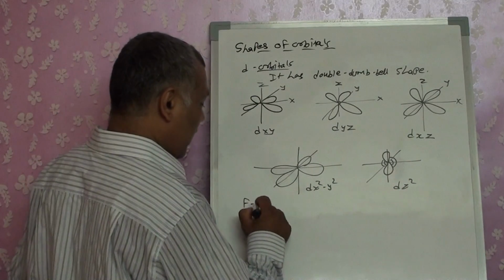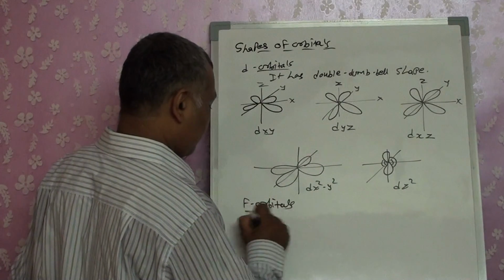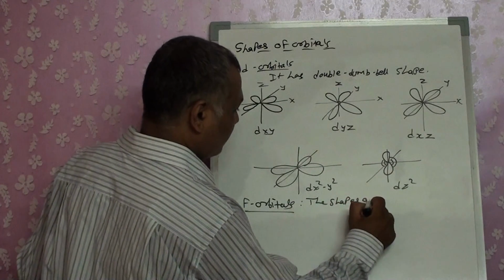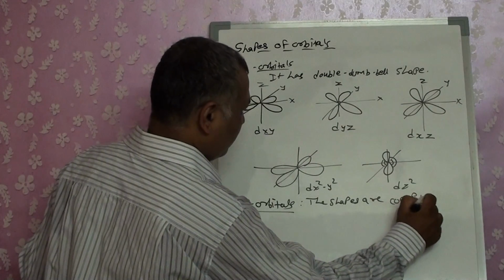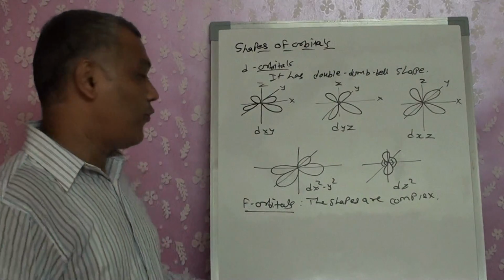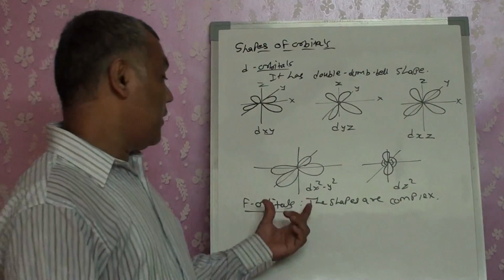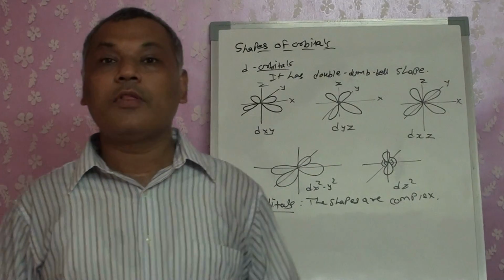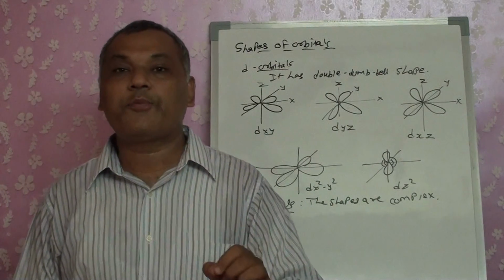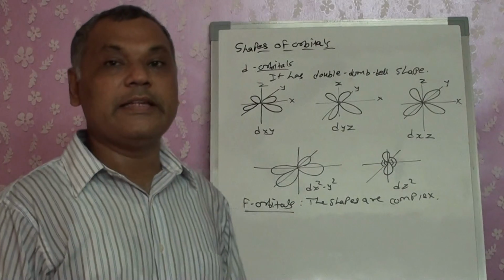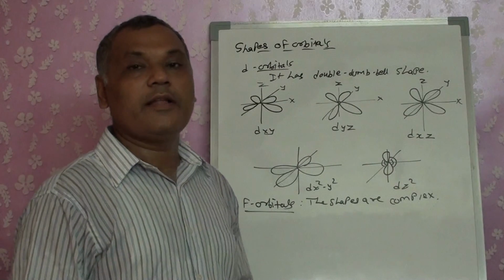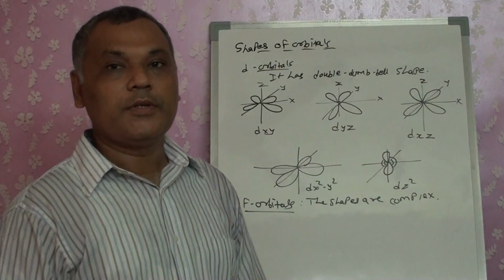As well as f orbitals, the shapes are complex. The shapes of the f orbitals are complex. They are not fixed. The reason is these orbitals have more than 3 axes where we have a probability of finding the electron. So their probability of finding the electron has not yet been decided or fixed, and that's why their shapes are not specified and are written as complex shapes.